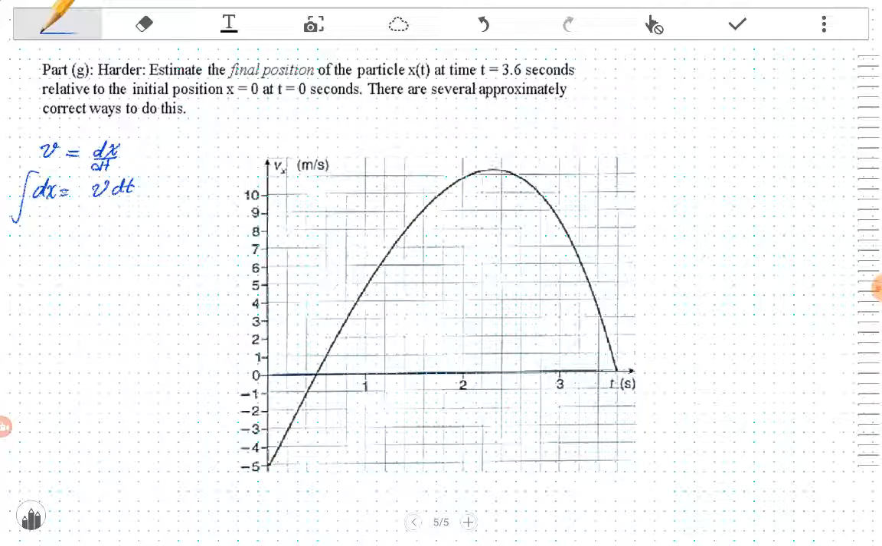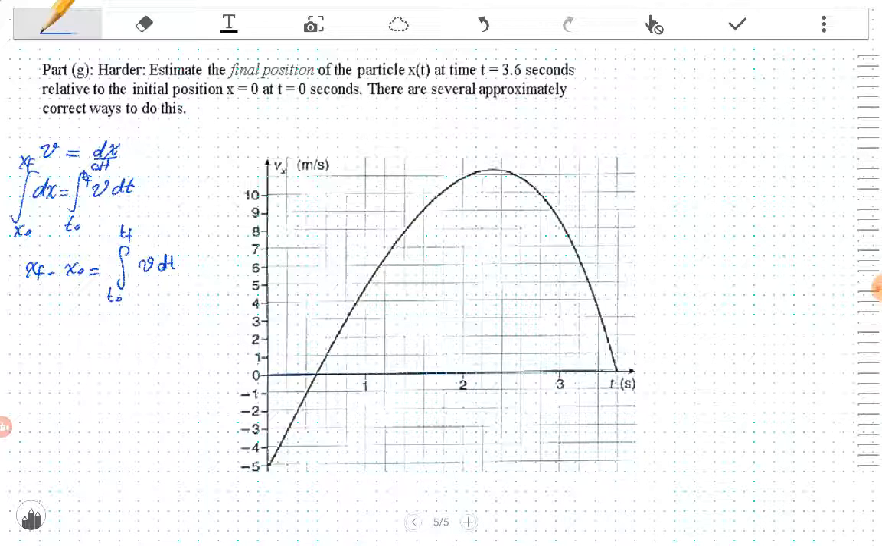To find x, I integrate both sides. You integrate dx from x naught to x final. You integrate the velocity over the time from t naught to t final. So when you integrate this dx, you get x, substitute xf minus x naught. So xf minus x naught is equal to the integration from t naught to tf of the velocity dt.